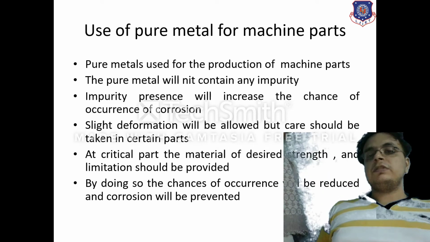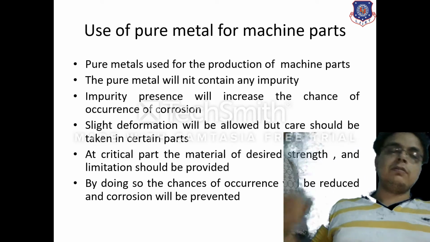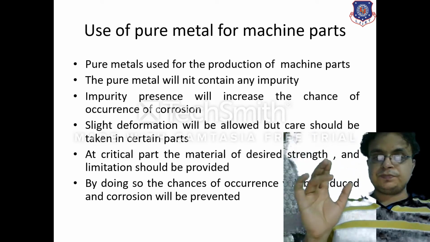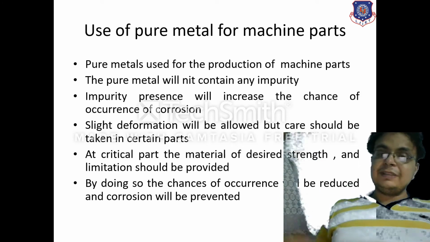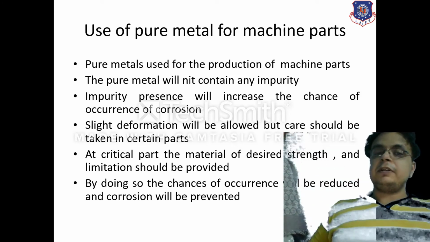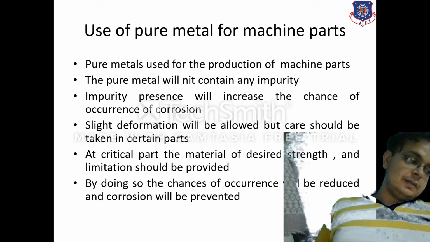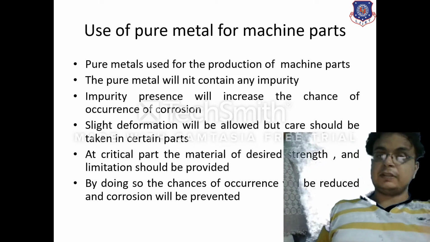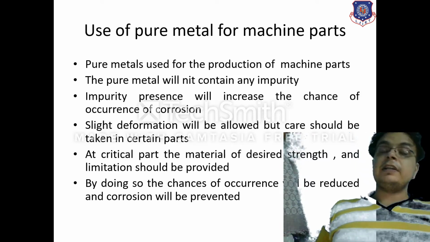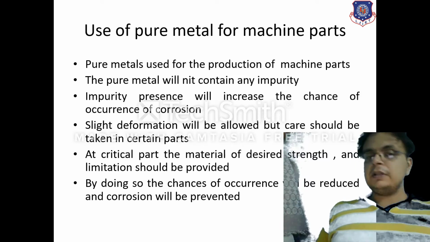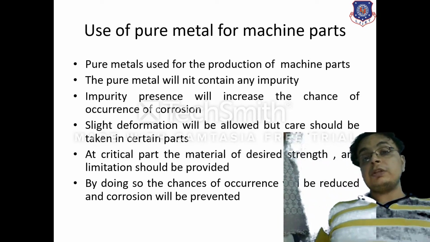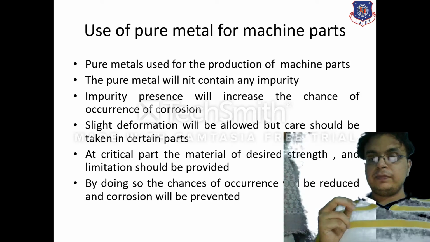First of all, use of pure metal in the machine. We all know that pure metals do not have any kind of impurities, and machine parts should be properly made up of pure metal only. The first method in this session, use of pure metal, works because pure metal will never contain any impurity. If the impurity is not there, then the chances of the occurrence of corrosion will also get reduced.